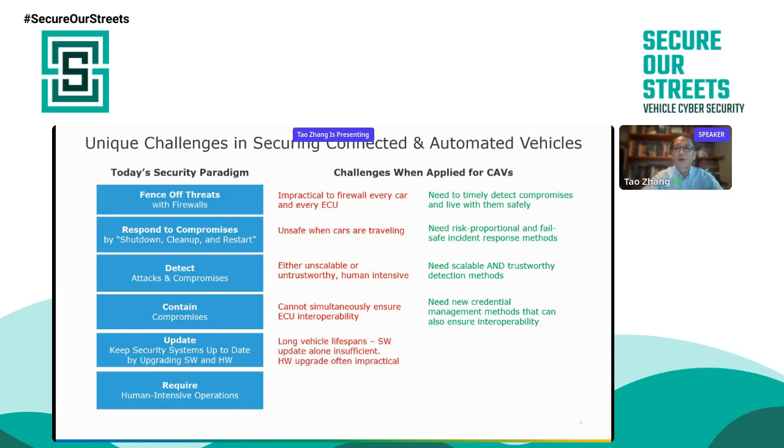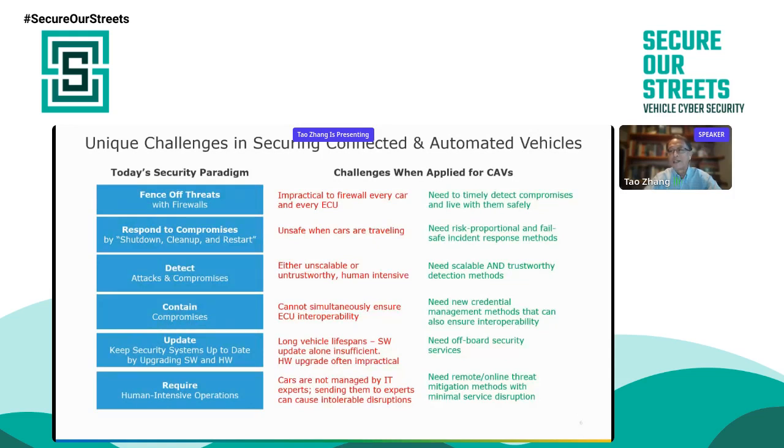I'm not going to go through all of them in detail, but this is important. You have to keep the security system up to date. But the cars, first of all, have limited processing resources, and secondly, long life cycles. Over these long life cycles, it's very hard to change the hardware, so the hardware sometimes is going to run out of capabilities. And so you're going to have to update software and hardware, or you can have off-board security services to complement the aging or out-of-date hardware. And also you have all of the security operations, and many of those cars are not going to be managed by IT experts like our work laptops. Sending them to those experts can cause intolerable disruptions. So that means we need remote and online threat mitigation methods with minimum service disruption.